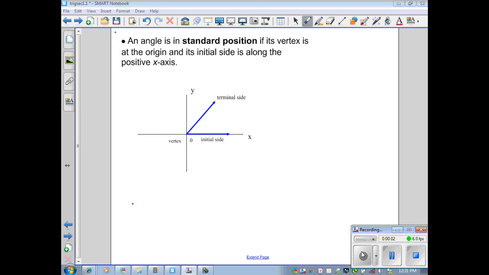Let's continue with some more vocabulary. An angle is in standard position if its vertex is at the origin and its initial side is along the positive x-axis. The diagram demonstrates that exact situation. The vertex is at the origin of a coordinate plane. The initial side is along the x-axis. The terminal side can sweep either clockwise or counterclockwise.